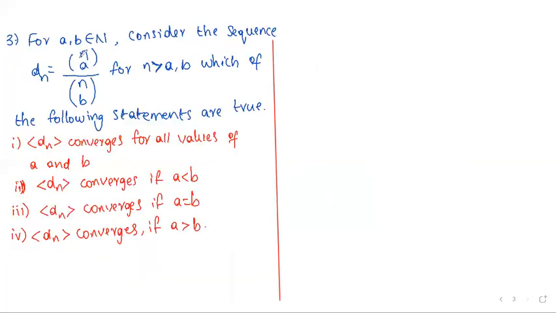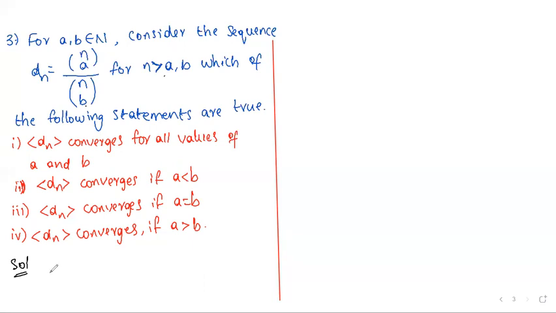For a, b belonging to N, consider the sequence d_n equal to nCa upon nCb, for n greater than a, b. Which of the following statements are true? First option, the sequence d_n converges for all values of a and b. Second option, the sequence d_n converges if a is less than b. Third option, d_n converges if a is equal to b. Fourth option, d_n converges if a is greater than b. We can solve the given sequence by using the given options.